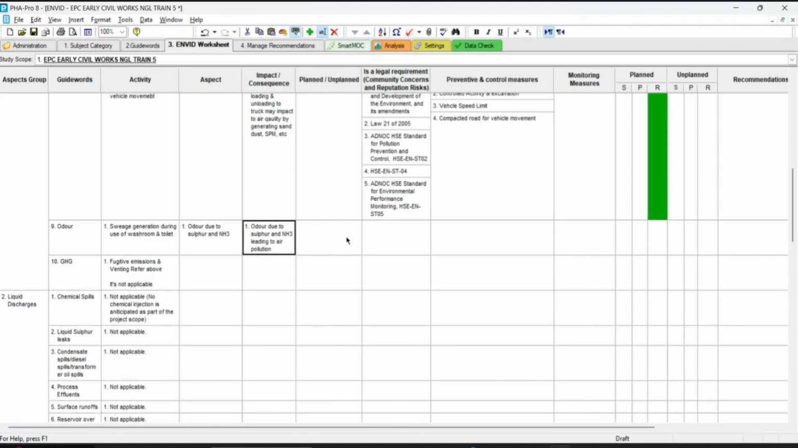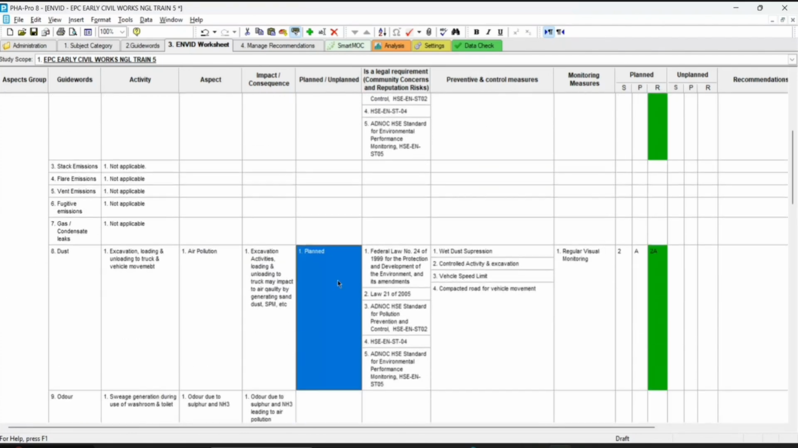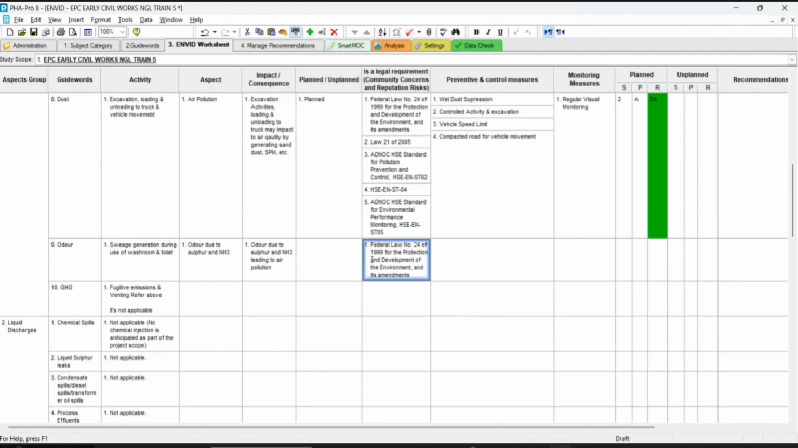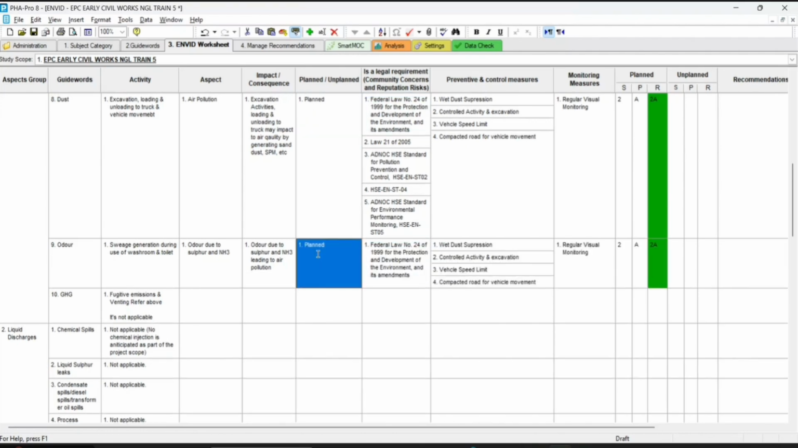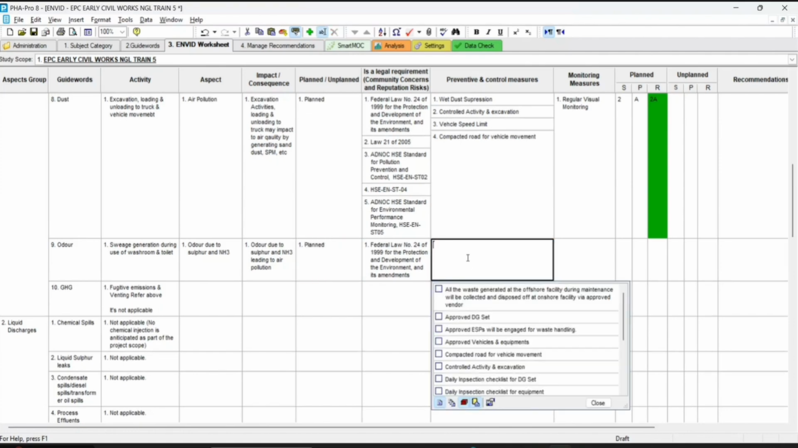No, the controls are there, but still I have to highlight it, because tomorrow if the audit comes and somebody asks why you have not taken care of this, we have controls. Yes, of course. We say first is minimum use. I mean, the quantity is very small.